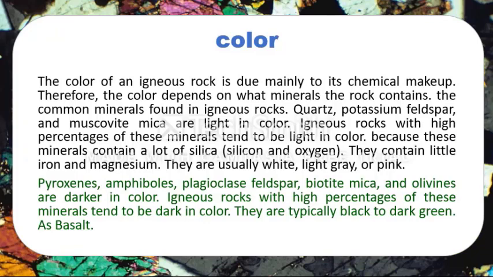The color of an igneous rock is due mainly to its chemical makeup. Therefore, the color depends on what minerals the rock contains. The common minerals found in igneous rock, quartz, potassium feldspar, and muscovite mica, are light in color. Igneous rock with a high percentage of these minerals tends to be light in color because these minerals contain a lot of silica, silicon, and oxygen.